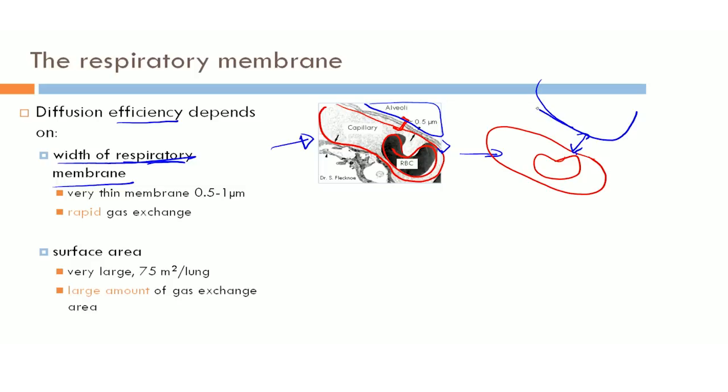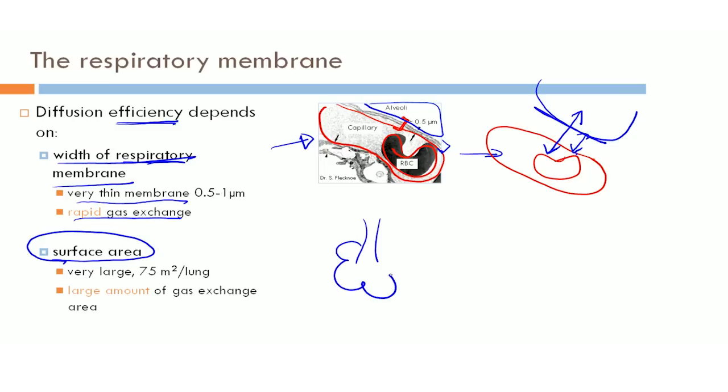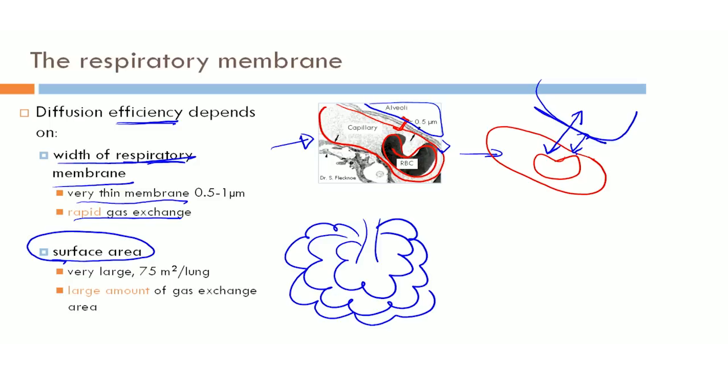And if we've got an increased respiratory membrane now, there's an increased diffusion distance to get gases from the alveolus to the capillary or vice versa. So the diffusion efficiency during normal health is dependent on a really thin membrane for gas exchange, and this allows for rapid gas exchange to occur. But the other thing that it's dependent on is how much surface area we have. So we talked about the fact that we had 300 million alveoli, and within each of these alveoli there's a large surface area, or it contributes to the large surface area for gas exchange.